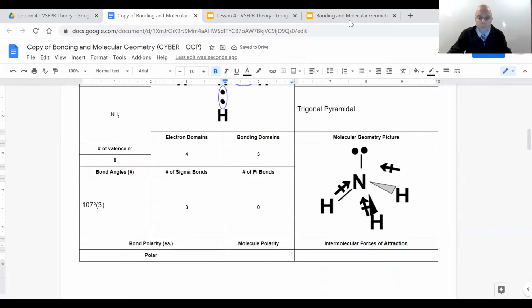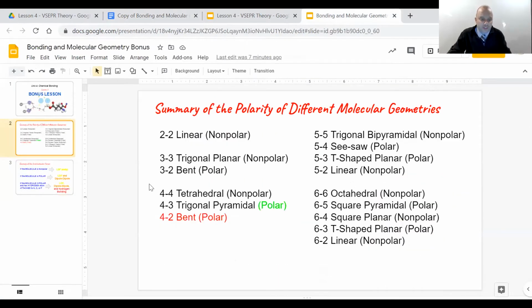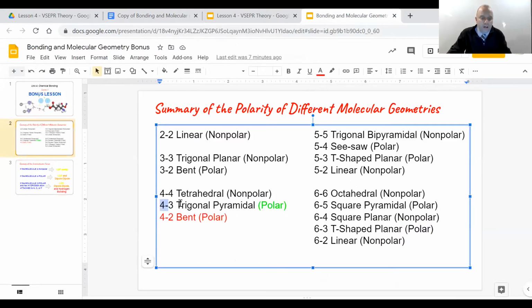The molecule polarity, now we're going to go back to that cheat sheet that I created. 4 and 3, so this time we're going to be using this one right here. I'll make that a different color so it stands out for us. So we have 4 and 3.